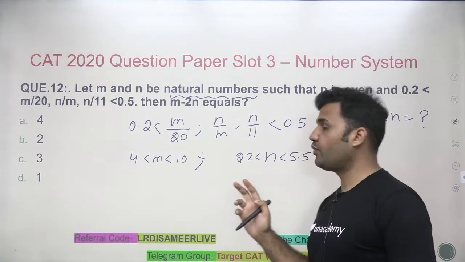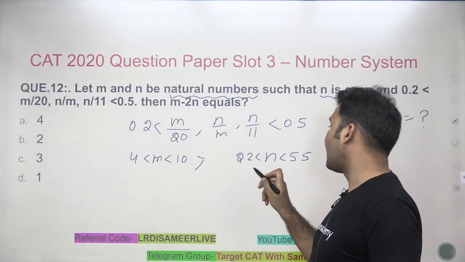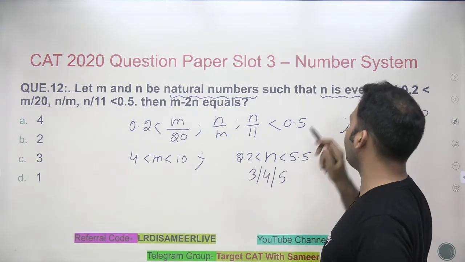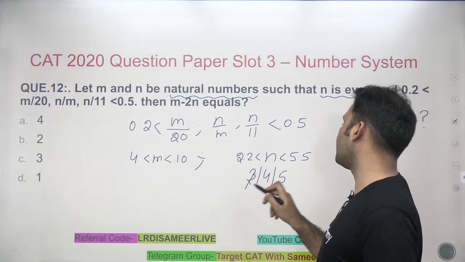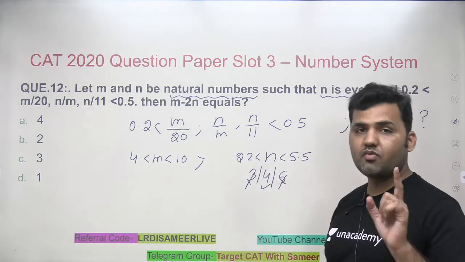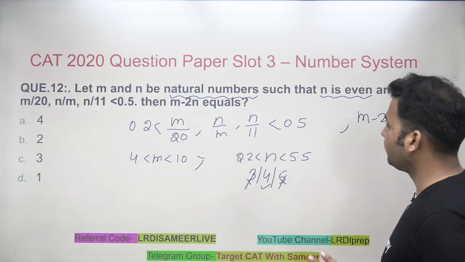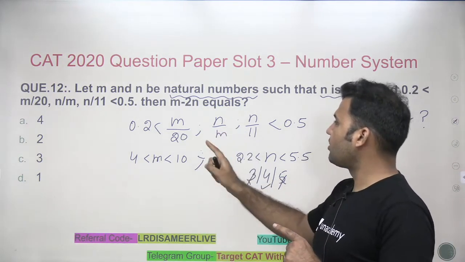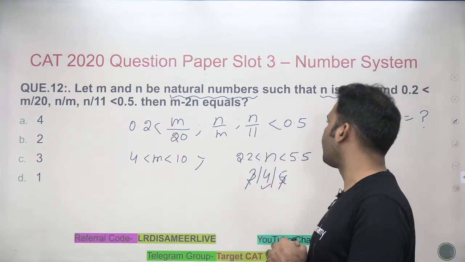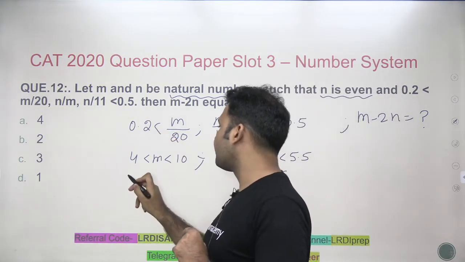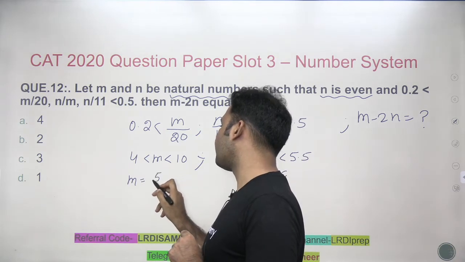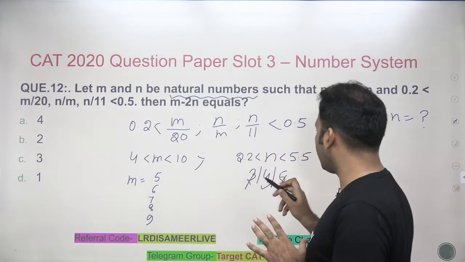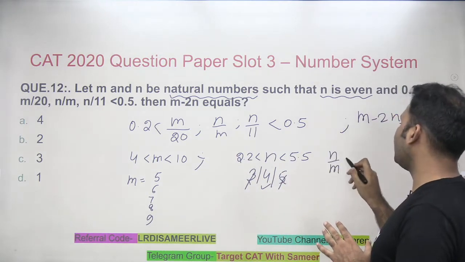Now, greater than 2.2 and less than 5.5, the numbers are 3, 4 and 5, but question says N is an even number, so this is eliminated, this is eliminated. There is only one case of N and that is 4. Now, you need to keep N upon M also in the range of 0.2 and 0.5. If you look at the possible values of M, I have M as 5, 6, 7, 8 and 9.